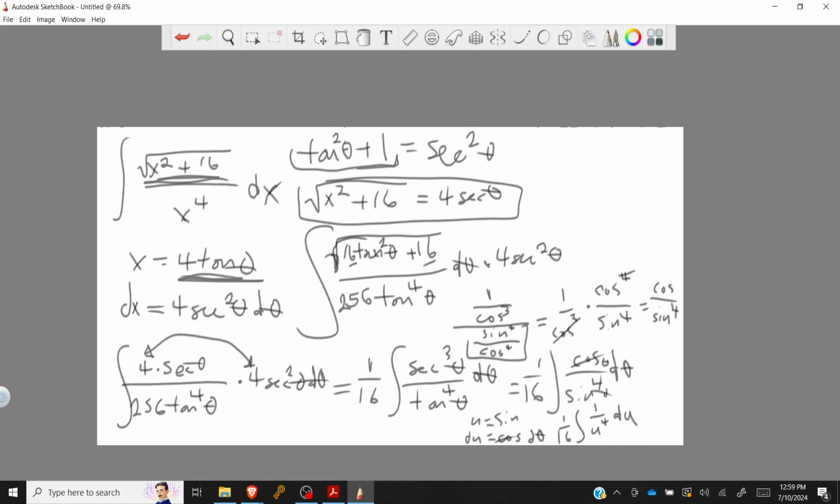I'm running out of space here again. So I'm going to write down everything that is important for finishing this integral. And that's going to be x equals 4 tangent. That's also going to be this thing. Square root of x squared plus 16 equals 4 secant. And yeah, I think that's it.